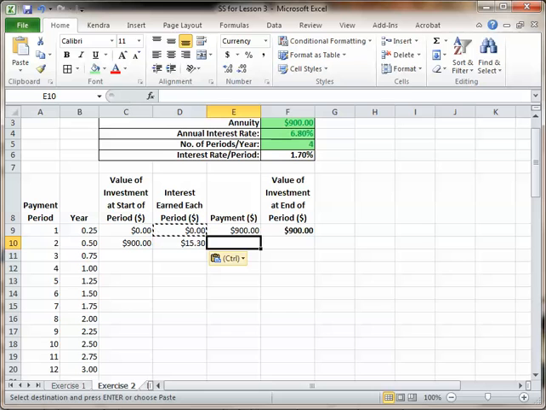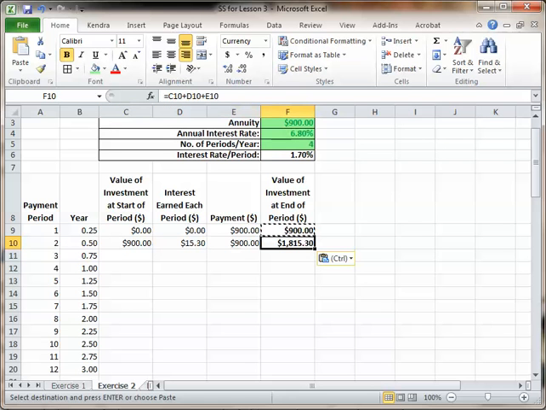Our payment again is going to be $900. It's going to be the same as it was in the row above. So I'm going to just do again a copy and a paste. So Control C, Control V. And again, the value of the investment at the end is going to be our value at the beginning, plus our interest, plus our payment. We've already got that formula in there, so I'm just going to do again a Control C for copy, Control V for paste, and we can see that at the end of the second period, our investment is now worth $1,815.30.